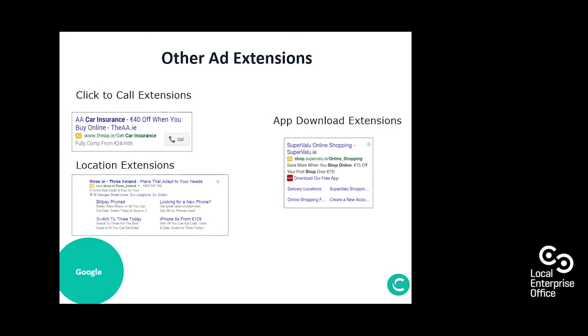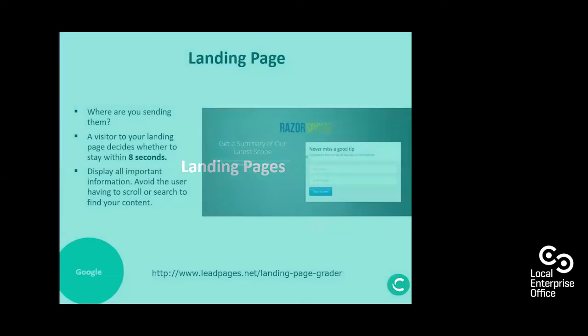Location extensions, in the example with Tree Ireland there. Obviously Tree Ireland will have local retail outlets all over the country. So if I click on that and I'm based in Donegal, for instance, I want the link to the nearest Tree Ireland in Donegal, in Letterkenny, or wherever it might be up there. I don't necessarily want the one in Cork or Limerick. So that's how that would work. App download extension: you see in the example from SuperValu, they're asking people to download their free app. So these are all things that you can do from within the platform.